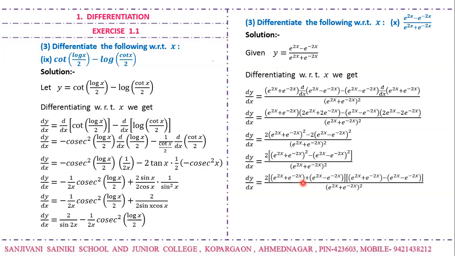After using that, the terms will cancel each other and you get 2 times 2 e raised to 2x into 2 e raised to minus 2x. After multiplying, 2 2s are 4, 4 2s are 8, and e raised to 2x into e raised to minus 2x is e raised to 0, but anything raised to 0 is 1. So I get 8 upon e raised to 2x plus e raised to minus 2x bracket square.